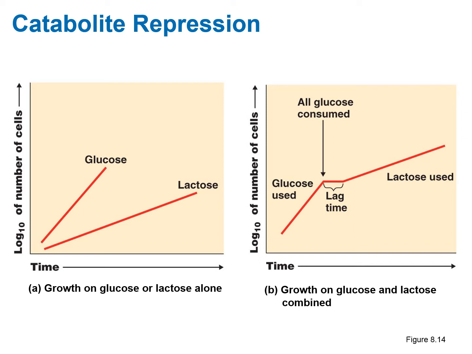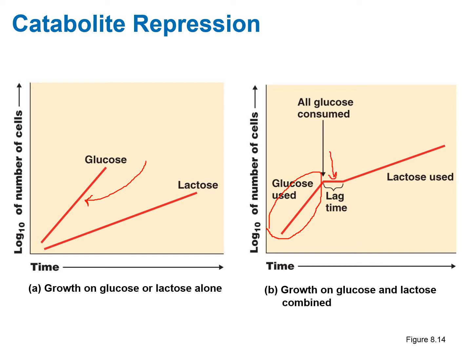Now, here's the interesting thing. If you take E. coli and you put it in a growth medium that has glucose as well as lactose, we're going to see that the growth of the E. coli initially looks very similar to what we saw over here when only glucose was around. After the bacteria use up all the glucose, we'll see the culture enters a lag period.